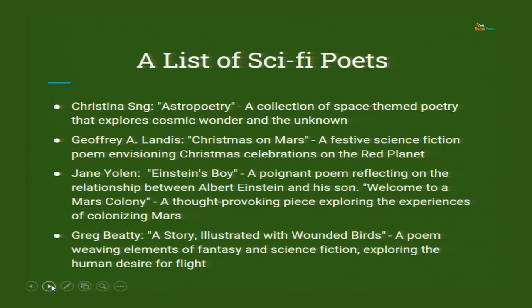Now we have Christina Singh, Astro Poetry, a collection of space themed poetry that explores cosmic wonders and the unknown. Jeffrey A. Landis, Christmas on Mars, a festive science fiction poem envisioning Christmas celebrations on the red planet. So this is again a futuristic kind of setting where people have gone to Mars and they are celebrating Christmas over there because there is no snowfall over there. Christmas is kind of different. So reality is different, environment is different, presentation is different. It is truly a science fiction poem.